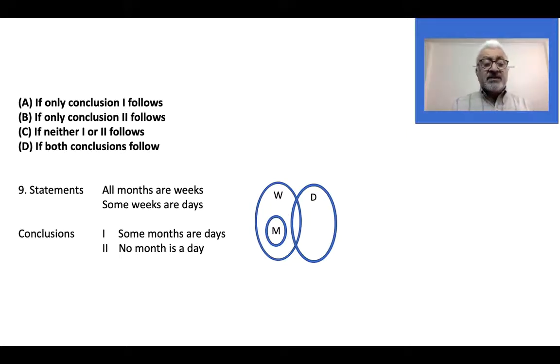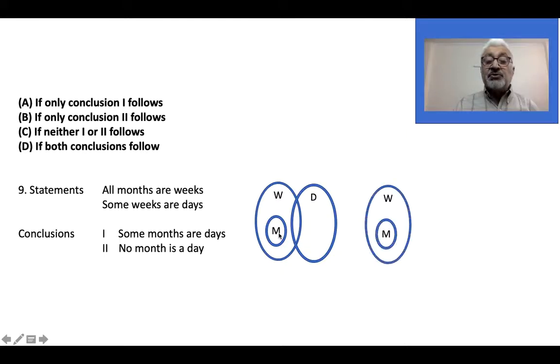Now we are asked whether some months are days. Are you sure that some months are days? It is not true here. But can days be extended to overlap with months also? The answer is yes. In fact, it can engulf all the months also, because it is only saying that days have some overlap with weeks. It is not confirming anything about an overlap between days and months. So we may choose to draw another diagram to represent days and months.